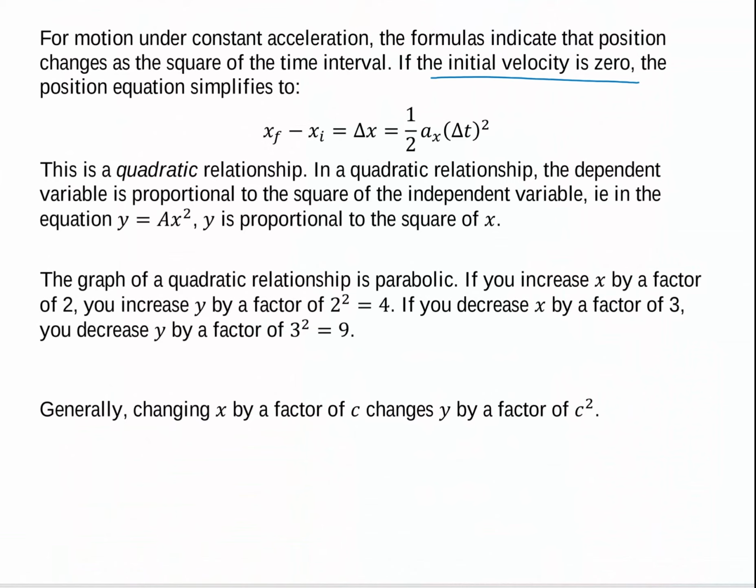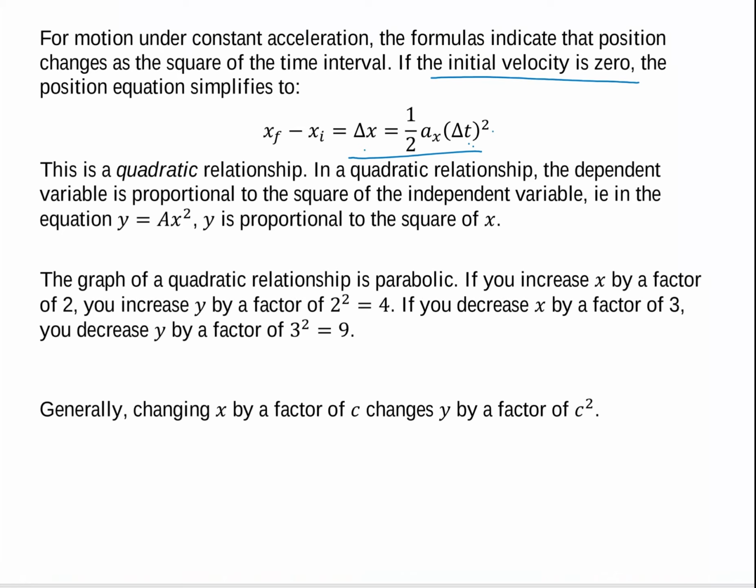So this is x sub f minus x sub i equals, remember that's delta x. So we would have this formula right here with initial velocity being 0. It's a quadratic relationship. We see that the variable here, the delta t, is being squared. That makes a quadratic relationship. If I graph it, I see a parabola. The dependent variable is proportional to the square of the independent variable. The dependent variable here is delta x. The independent variable is delta t. So we square delta t, we get delta x.